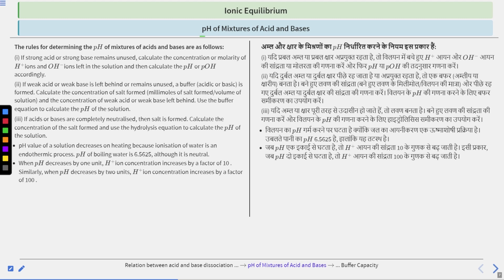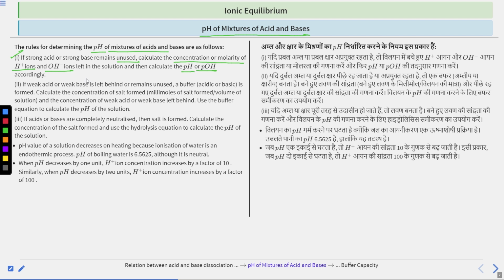So, pH of mixtures of acids and bases. The rules for determining the pH of a mixture of acids and bases are as follows. First, if strong acid or strong base remains unused, calculate the concentration or molarity of H+ ions and OH- ions left in the solution, and then calculate pH or pOH accordingly.